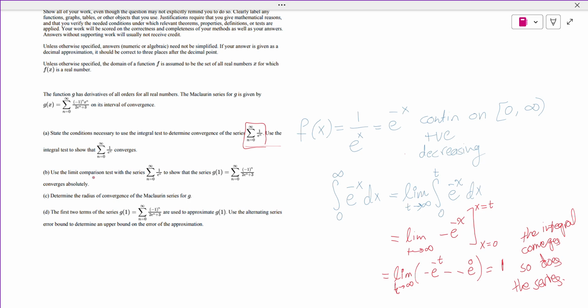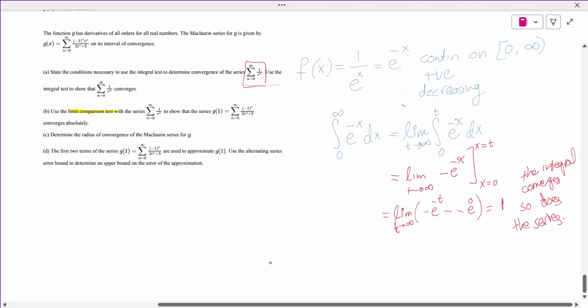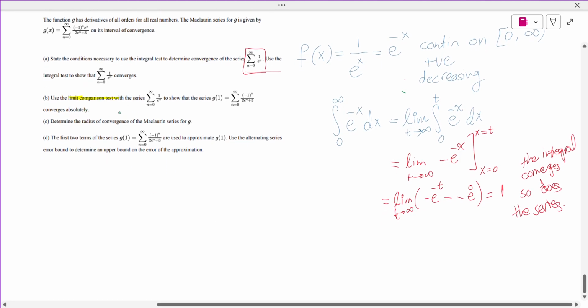Part B: use the limit comparison test with the series sigma of 1 over e raised to n to show that the series g of 1 converges absolutely. So we will use which test? The limit comparison test.